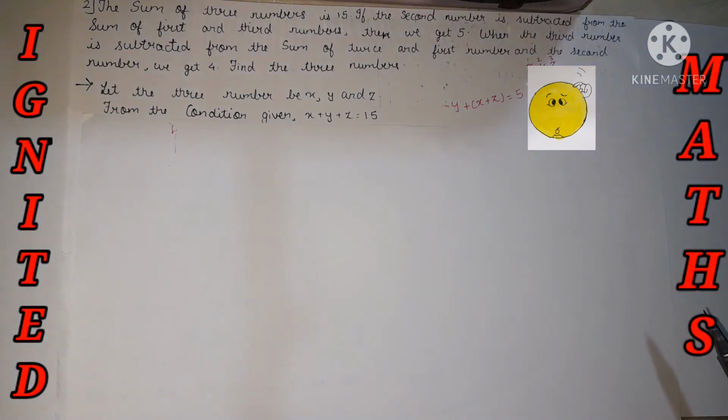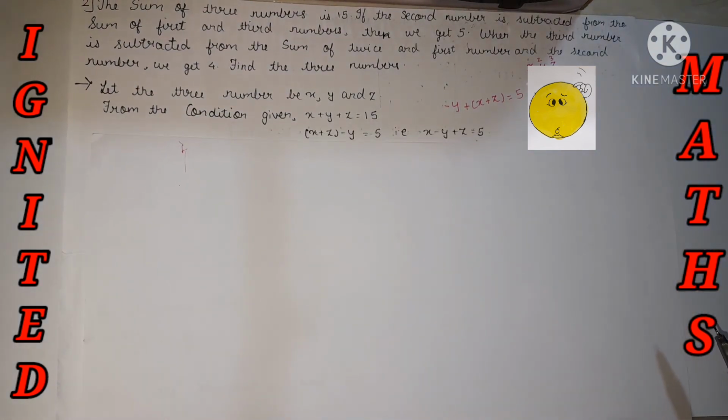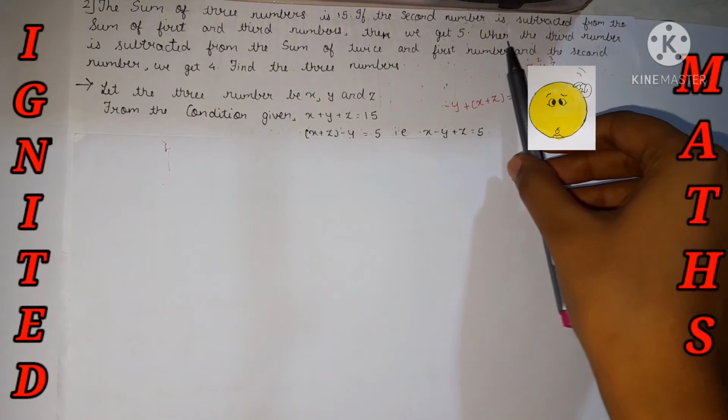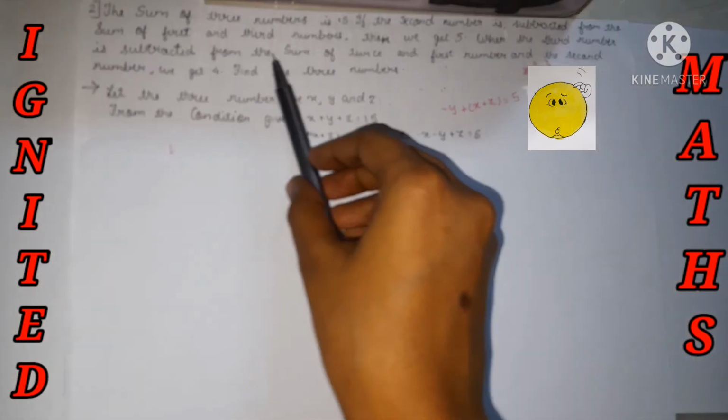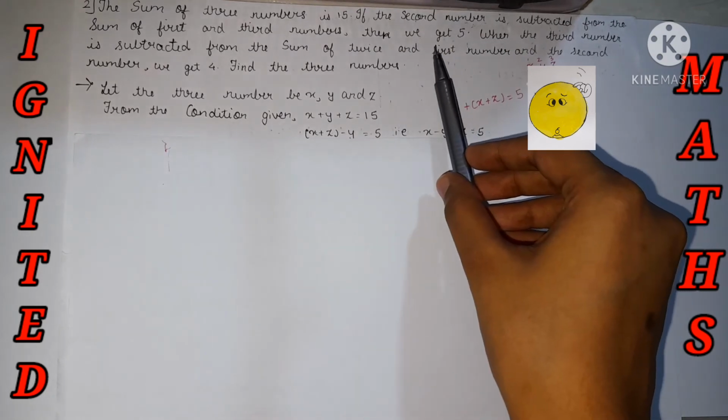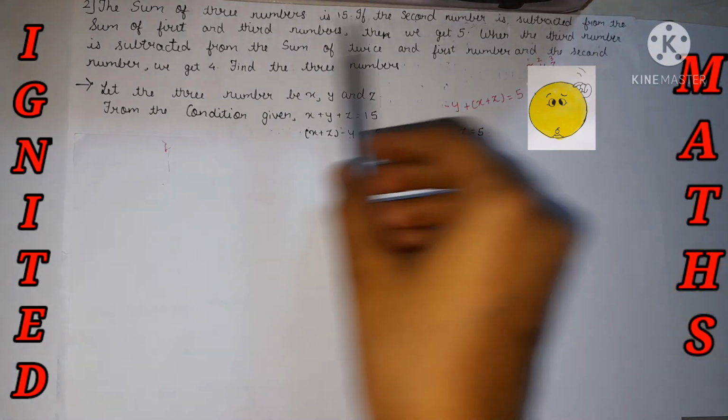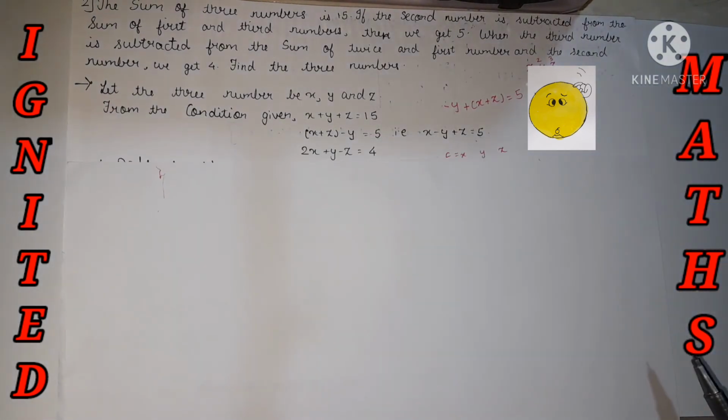Yes, this will be my second equation. That's what we have mentioned over here. Just remove the bracket and we'll be getting the answer. Now one more equation: when the third number z is subtracted from the sum of twice the first number and the second number, we got 4. Yes, we have mentioned it over here.